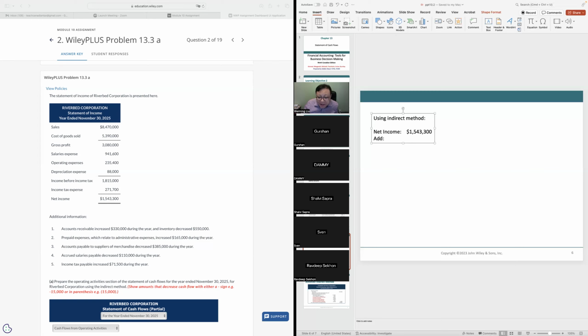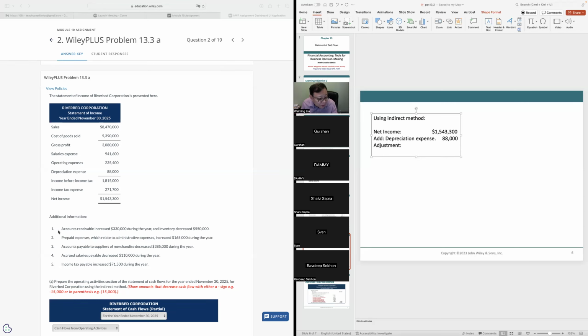Yeah, depreciation expense. Yeah, that's correct. So you have to add back depreciation expense. So that is 88,000. Do you have any losses or gains? In this question, we don't have losses or gains, right? Now we have to move on to the adjustment on the AR and on the AP, right?